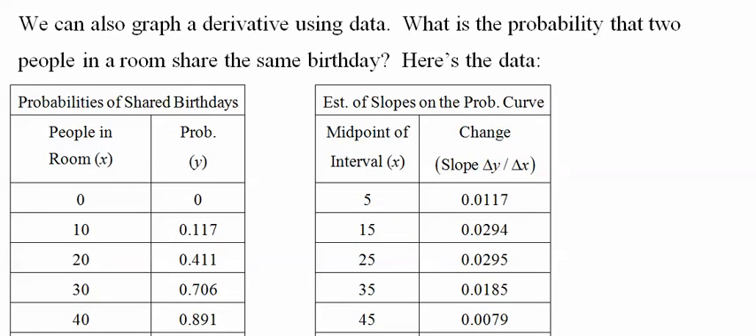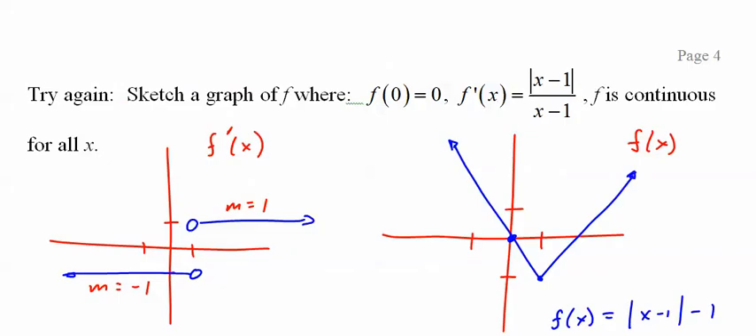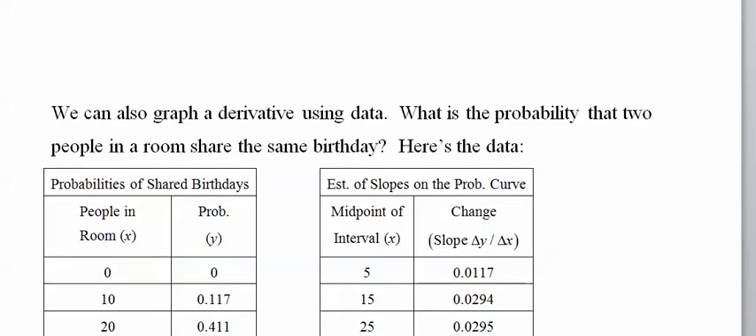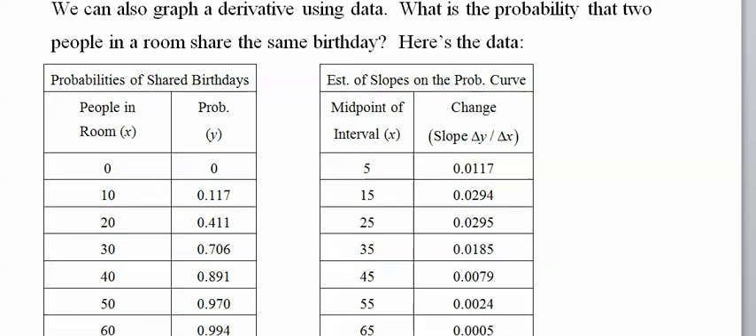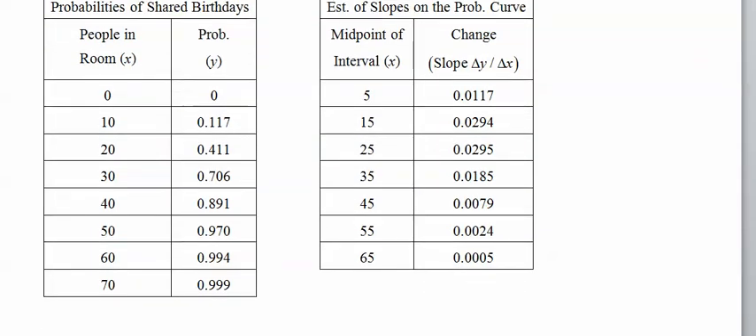We can also graph a derivative using data, and that's kind of cool, actually. But it's very time consuming. This is why God invented Excel spreadsheets. But what's the probability that two people in a room share the same birthday? That's a silly example, but there it is. So you're in a room with 30 people. Believe it or not, there's a 71% chance almost that two of you have the same birthday. So we'll try this in class and see how we do. We should have a 2 out of 3 chance that somebody has the same birthday, which is weird.